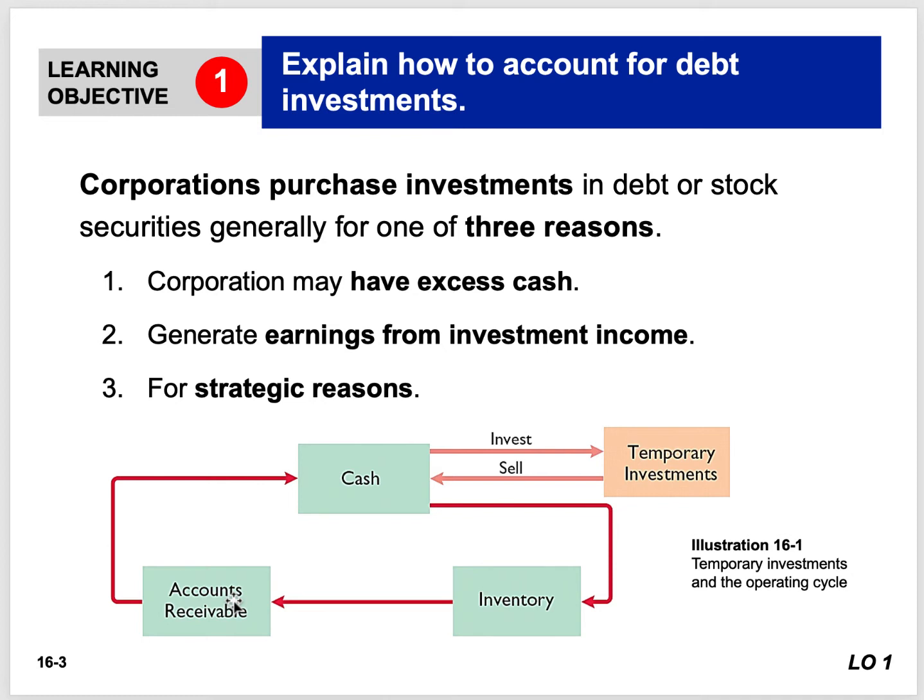Why then would a corporation invest its excess cash? Well, one of three reasons. First, they have the excess cash to do that. Second, they want to generate earnings from investment income. If they have that extra cash and they just hold on to it, it's not getting a return on that asset, right? Which is cash. So why not invest it? And the third reason, and we'll get into this when we get into stocks really, is for strategic reasons. Okay, and we'll talk about those strategic reasons in our second video.